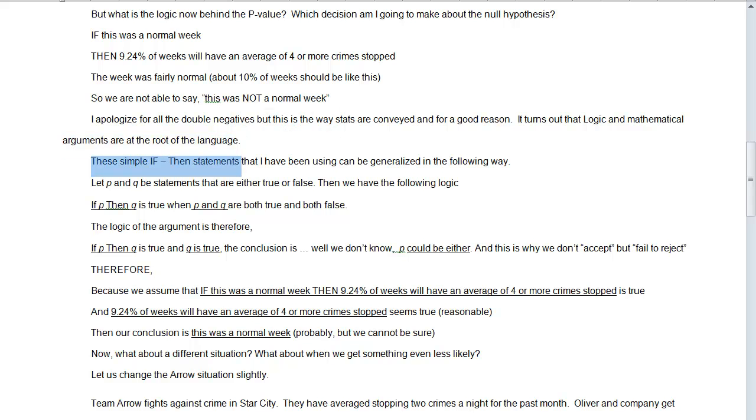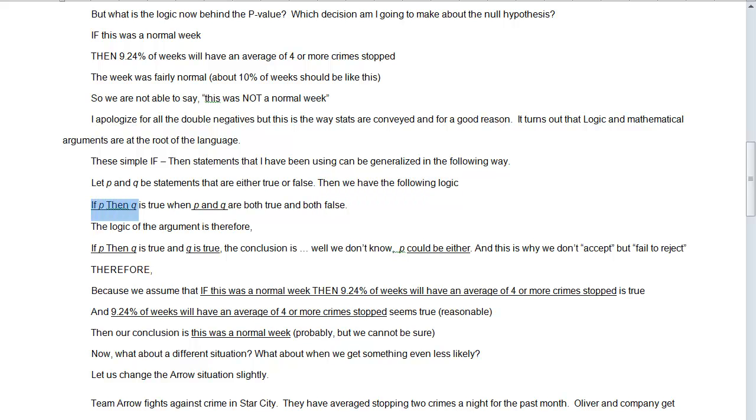These simple if-then statements that I have been using can be generalized in the following way. Let P and Q be statements that are either true or false. Okay? The dog is brown. That's either true or false. Arrow is a superhero. That is true or false. Okay? Then we have to follow logic. All right? So what are the logical rules?